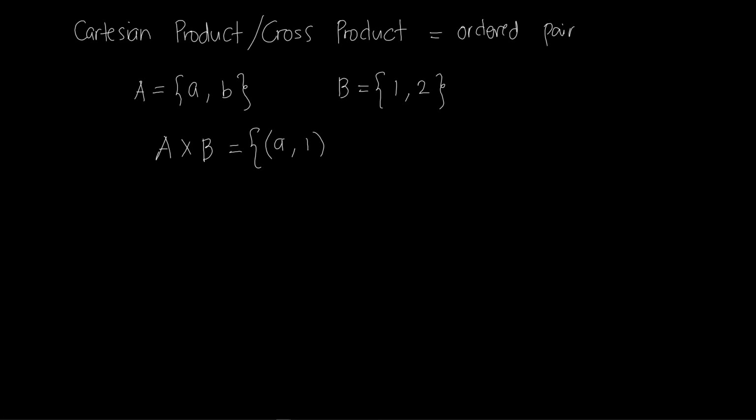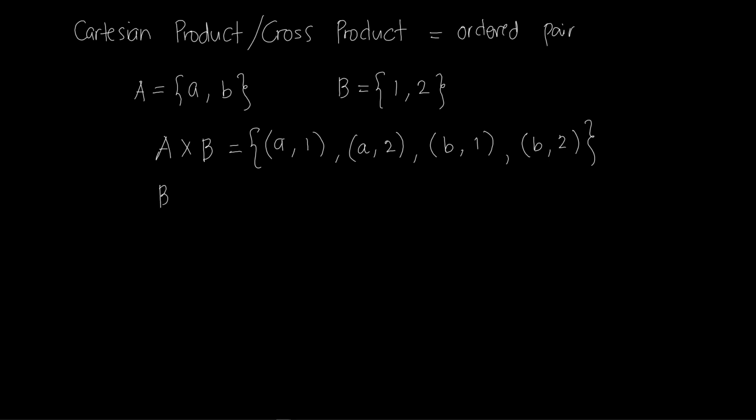Next we have a and 2. Okay, a, 2. Next we have b, 1. Small b. b, 1. Okay. And lastly we have b, 2. Okay? So, did you get that? Yes, sir.